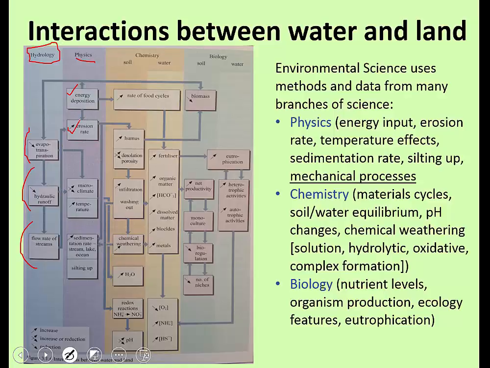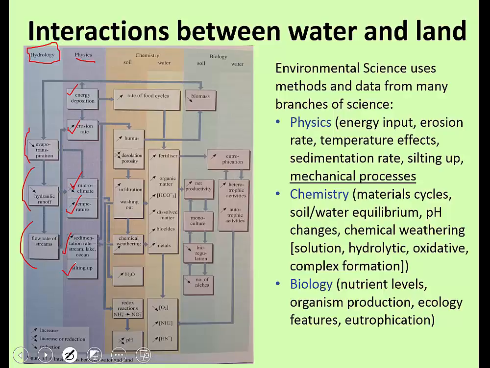We need to know something about erosion rate. So what's the amount of interaction or interface between land and water? What is the microclimate that we're in? What is the temperature that we're in? What is the sedimentation rate? Are we looking at streams, lakes, or oceans? What kind of soil is around it? How quickly are we going to erode things? How quickly are we going to deposit things? And then the idea of silting up.